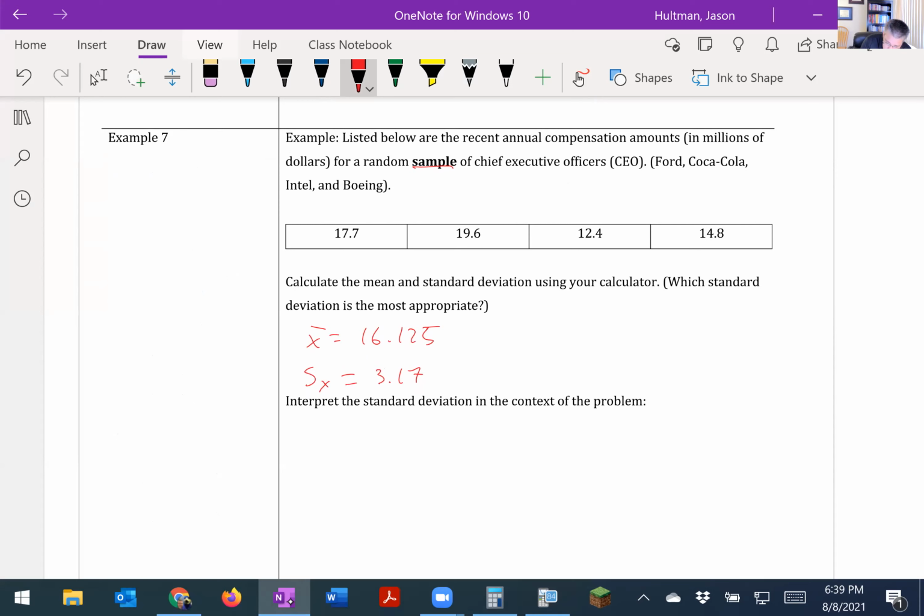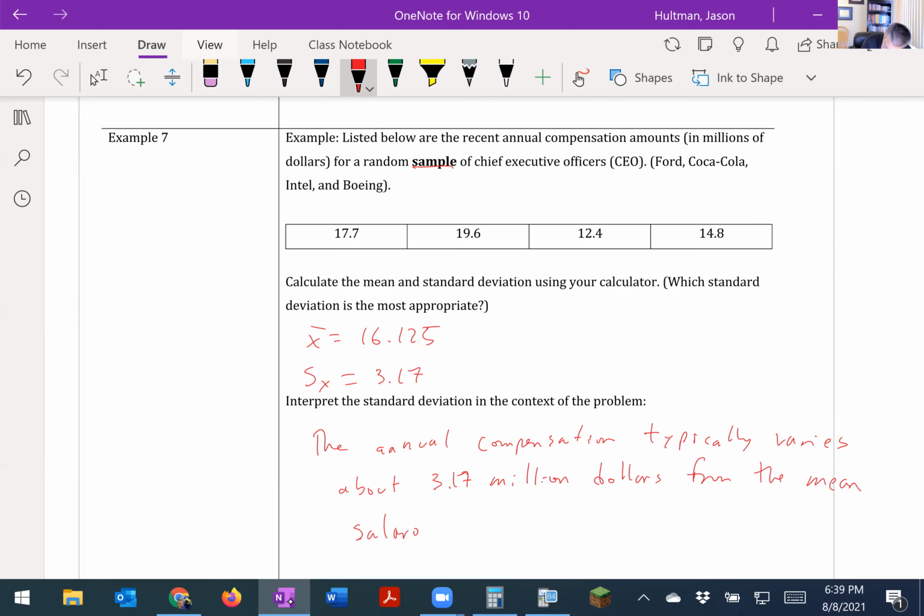This says that the annual compensation typically varies about $3.17 million from the mean salary of $16.125 million. That's what that means.